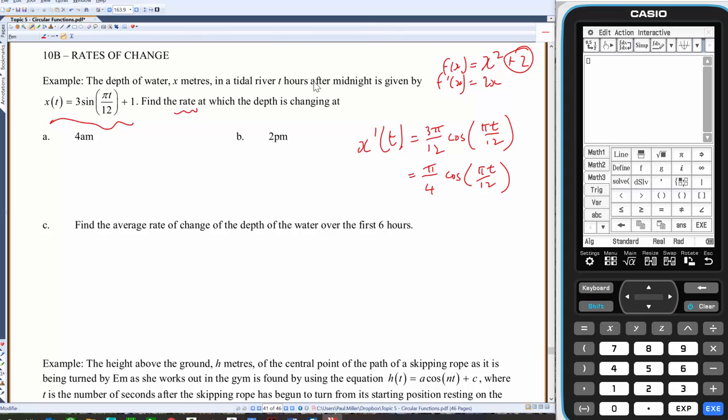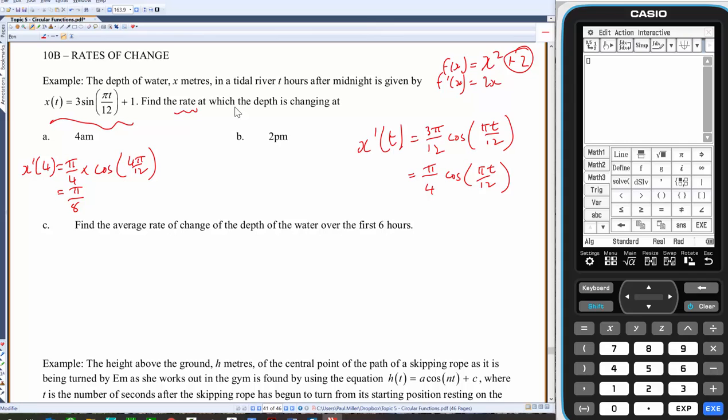Okay, so find t hours after midnight. So this is 4 hours after midnight. So what we're going to do is x dash 4 equals pi on 4 times cosine 4 pi on 12. Now that's the same as pi on 3. Cosine of pi on 3 is the cosine of 60, which is a half. A half multiplied by pi on 4 is pi on 8. You guys might need a few more steps than that in between just to help you out with that one, but I'm pretty comfortable with that one.